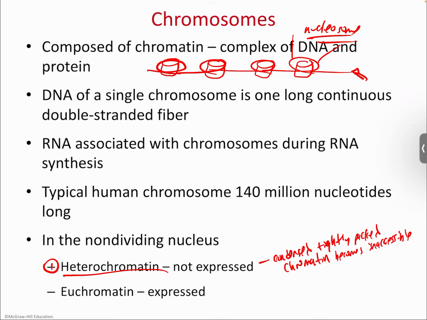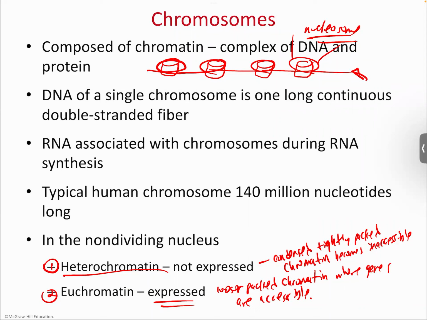However, there are areas of euchromatin which are expressed. This is basically looser packed chromatin, where genes are accessible. And we actually have zones on the chromosome now that we know of this. So we have areas of heterochromatin and euchromatin.